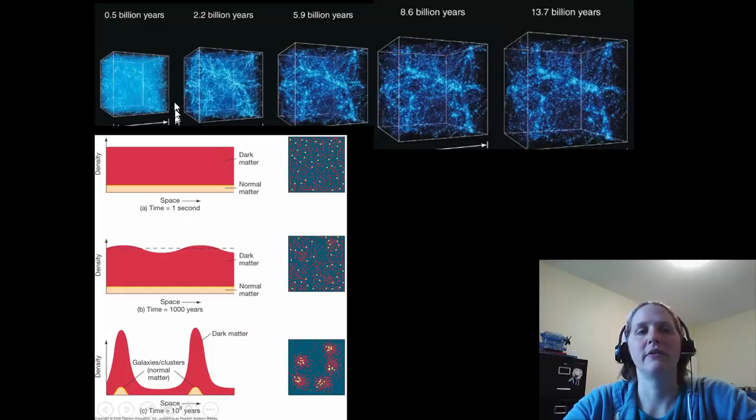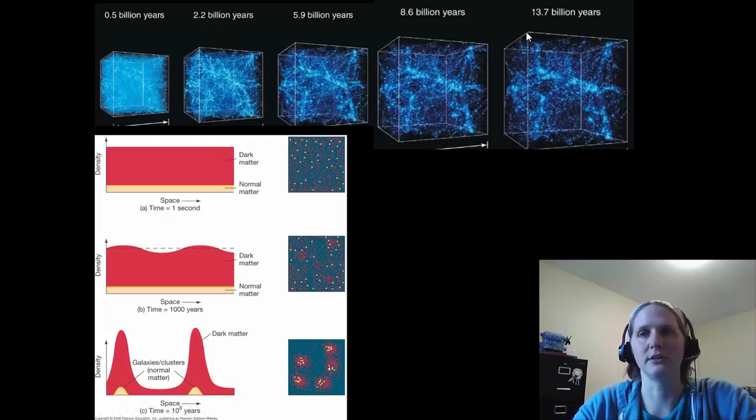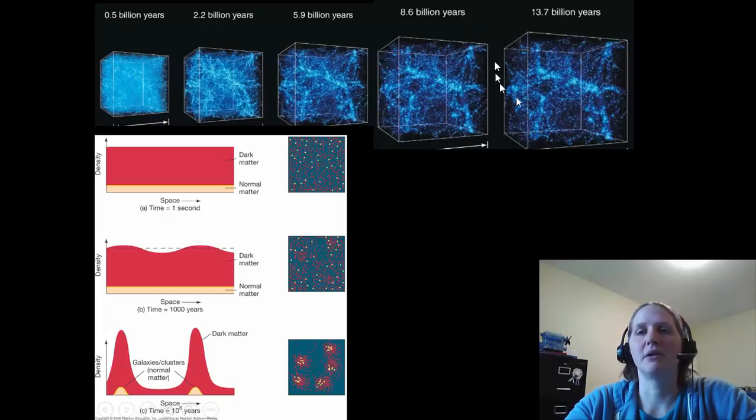It used to be fairly smooth, but as time goes on, it clumps up into galaxies and then galaxy clusters. But you can't get this amount of clumping if you don't have any dark matter in your simulation. When the universe was just a second old, we would expect the dark matter, the red dots here, and the regular matter, the yellow dots, to be evenly spread out. They haven't had time to clump up yet.